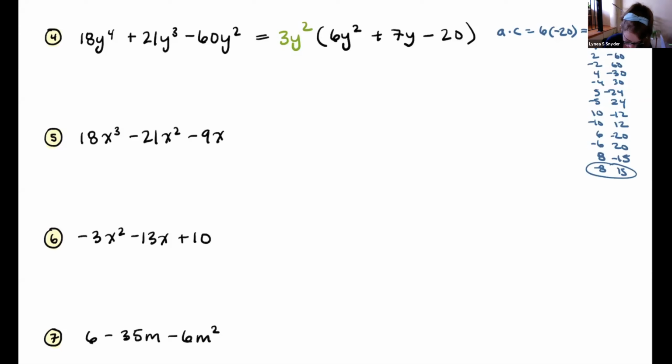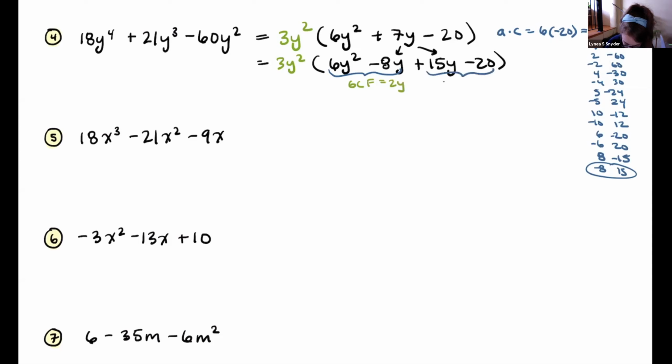Okay, so we don't want to lose this 3y squared here. So keep it coming down. So this will be 6y squared, we'll have negative 8y plus 15y and then negative 20, right? We're splitting up this 7y into these two guys here. All right, now group. So here we've got 6y squared and 8y. So the GCF here will be 2y. This group will have a GCF of 5.